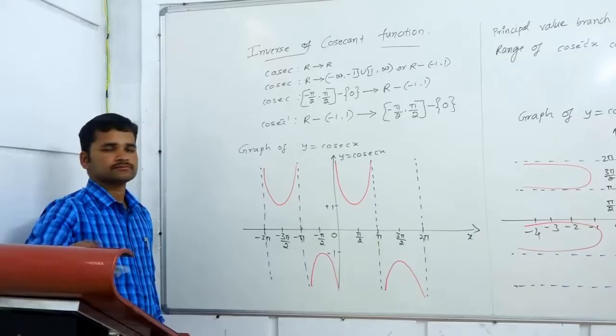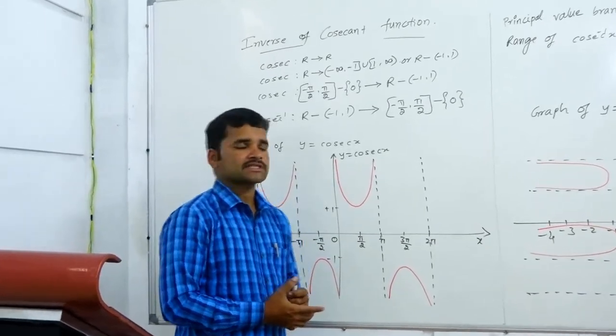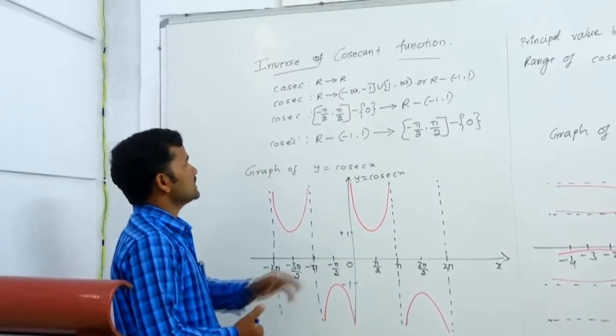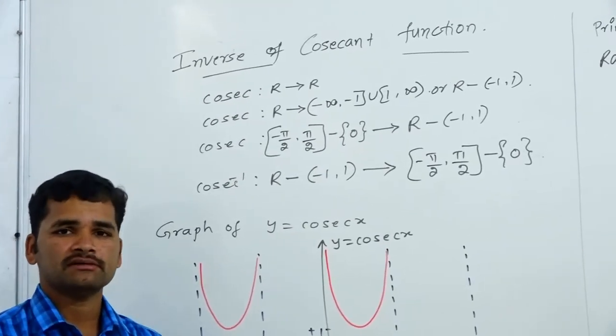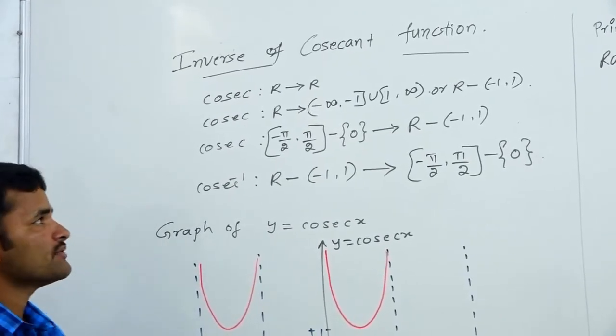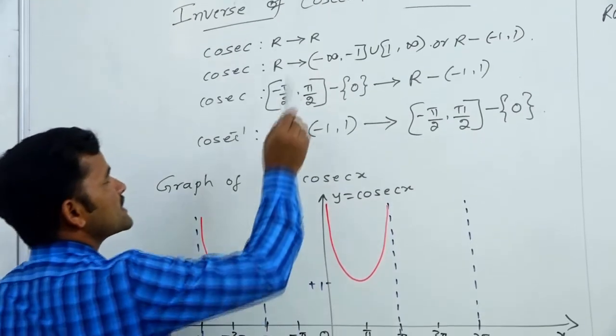Okay, now the inverse of a cosecant function. If we consider the cosecant function from R to R, this given function will not be one-one and onto. First of all, we have to make the given function onto. For that, what do we do? We restrict the codomain.